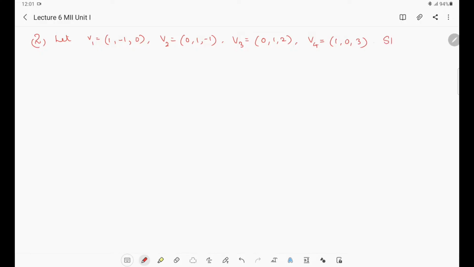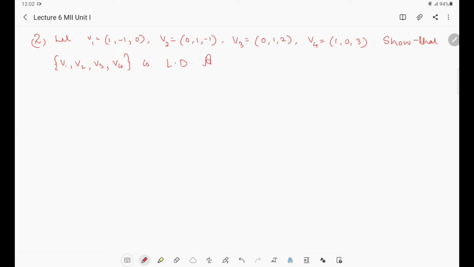Then show that this set v1, v2, v3, v4, this set is linearly dependent, right? This is the first part of the question. We have to show that these 4 vectors are linearly dependent.